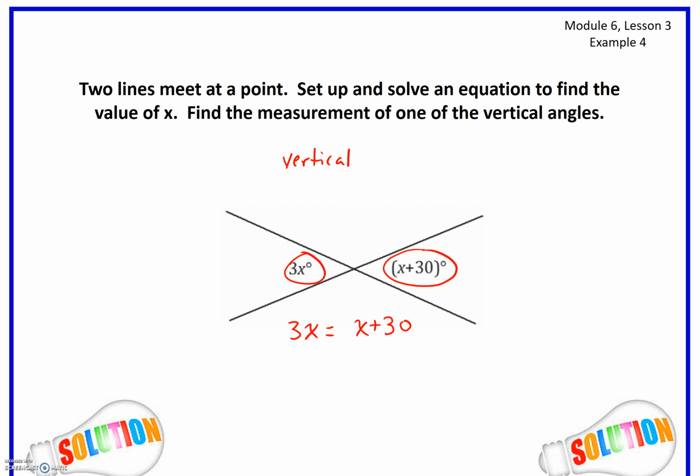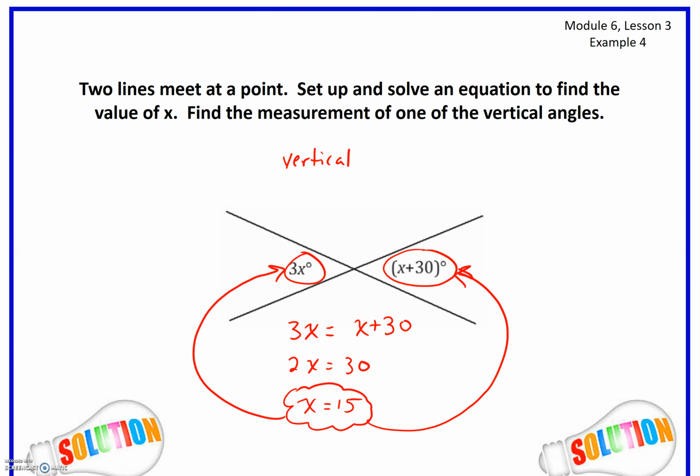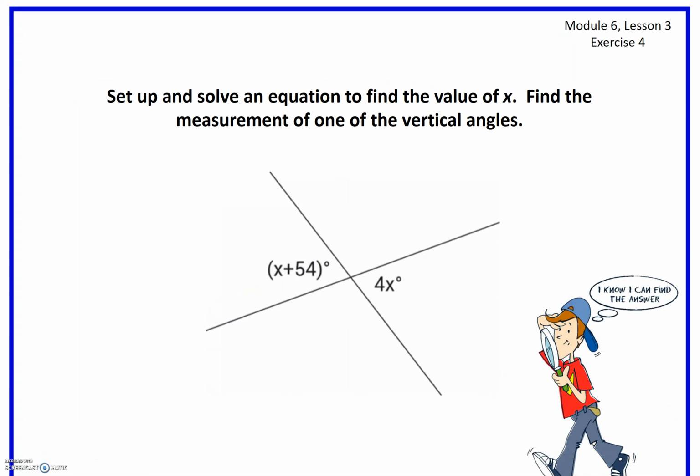And from here, it's just an algebraic equation we can solve. I'm going to subtract x from both sides, which leaves me with 2x equals 30. Divide by 2, x equals 15. With x equaling 15, we can multiply that by 3 to get this angle, and just add 30 to get this angle. Last problem is very similar.